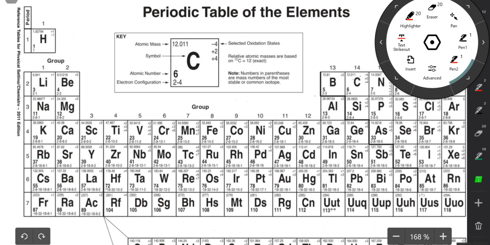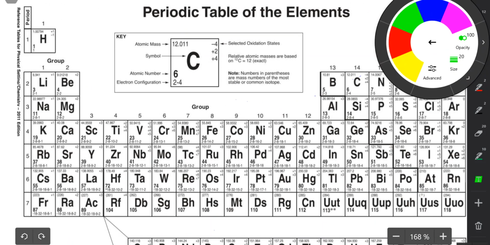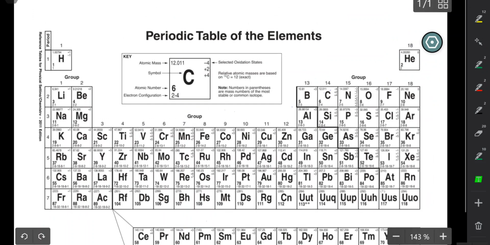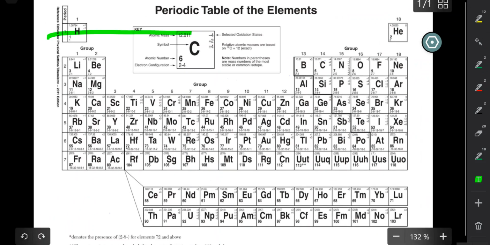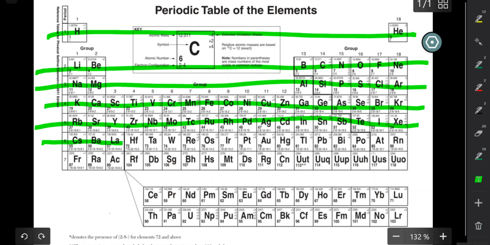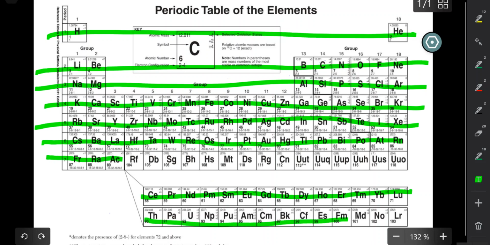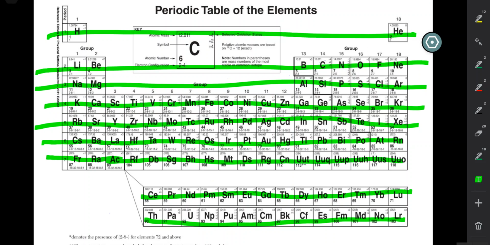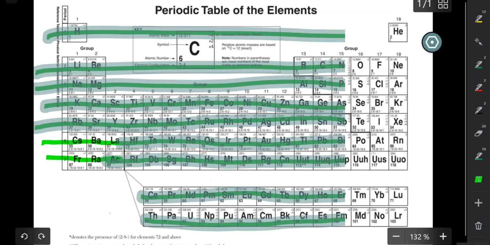So there's a total of 7 periods on the periodic table. Here's period number 1, left to right. 2, 3, 4, 5, 6, including this. These are the lanthanides. And 7, including this. These are the actinides. So these are the 7 periods of the periodic table.